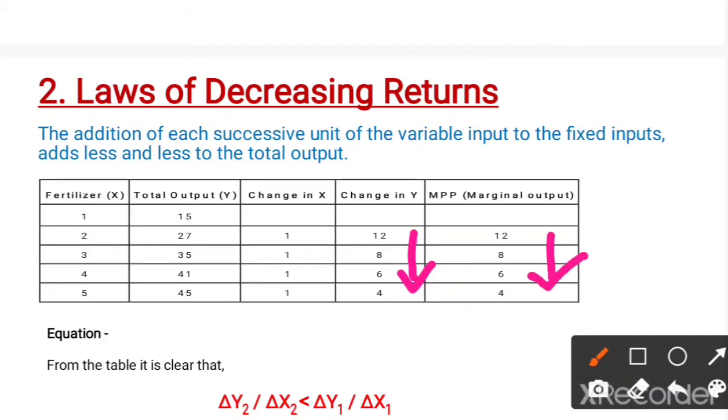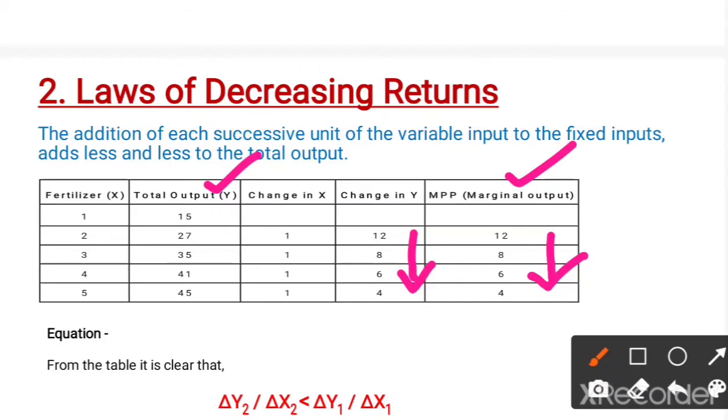Okay, so more than the total output, you have to check the marginal output, meaning after adding extra input, what changes you are getting. If that is decreasing, it means that fertilizer is not good, and you should not recommend that to your farmer or to the family members. That is the main use: after increasing the input, your output is decreasing, that means law of decreasing returns.